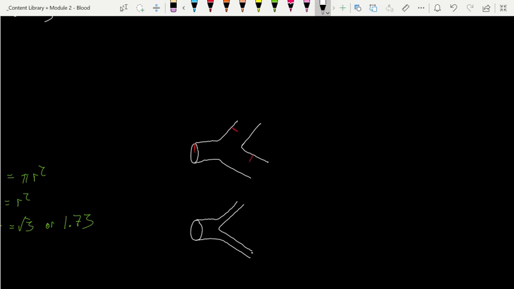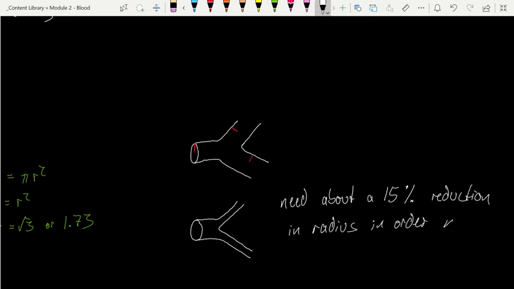So if I run some math based on what we're doing, I don't want to bother you with numbers anymore, but if I run some math, it seems like when we hit a bifurcation, we need about a 15% reduction in radius in order to not affect pressure.